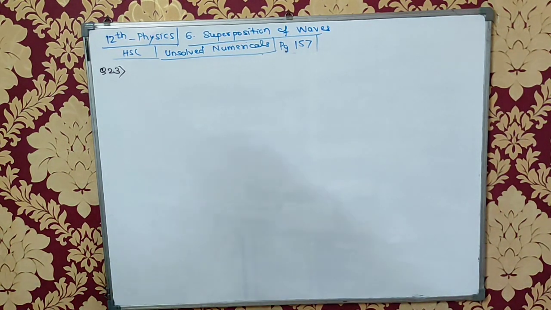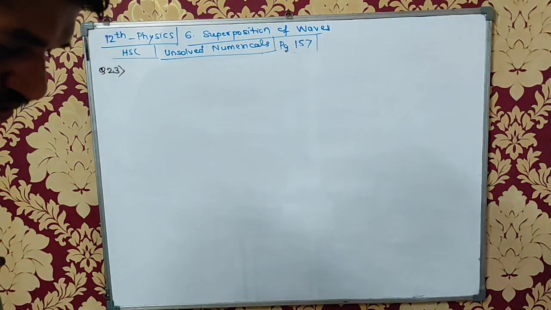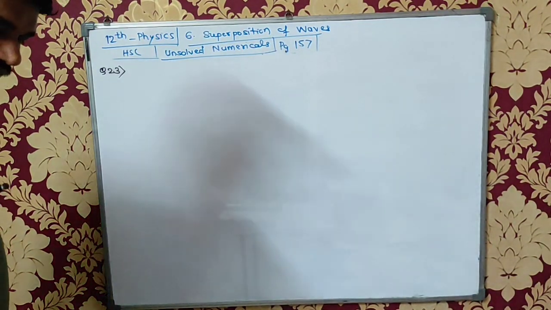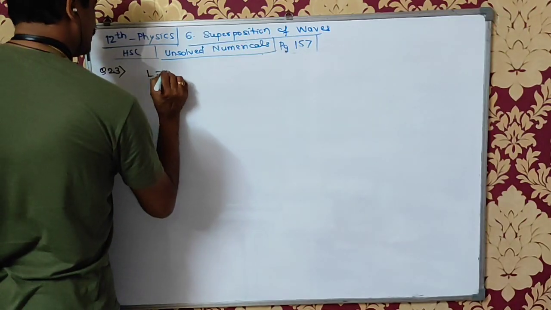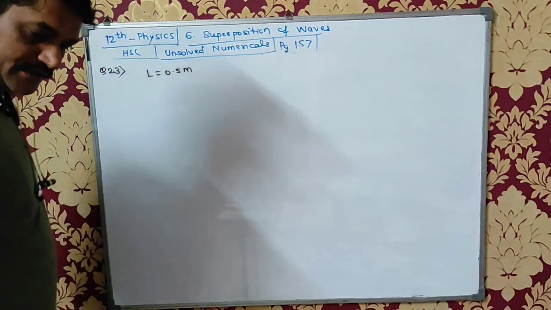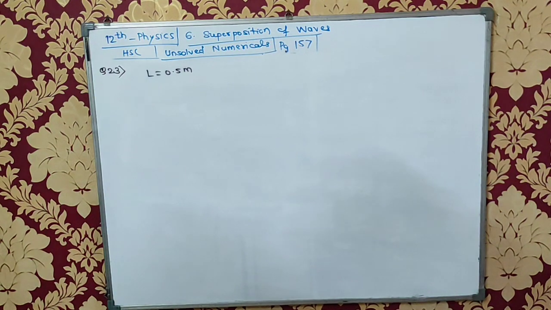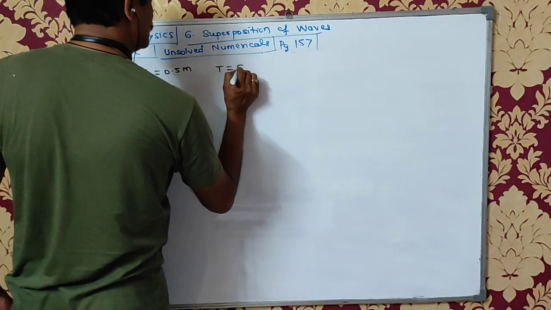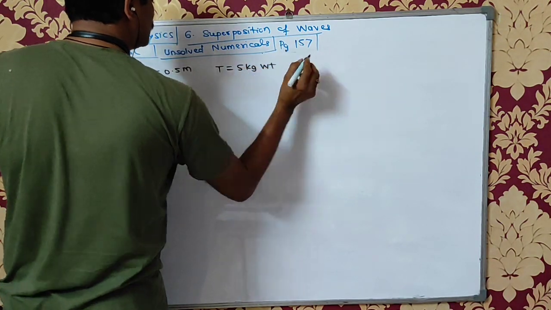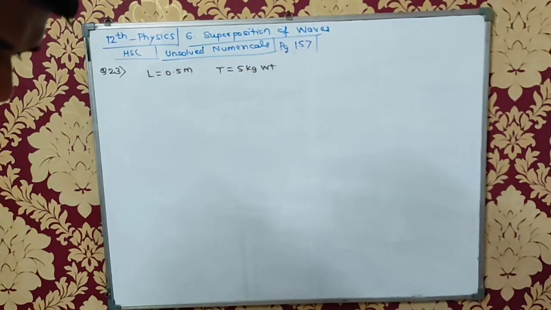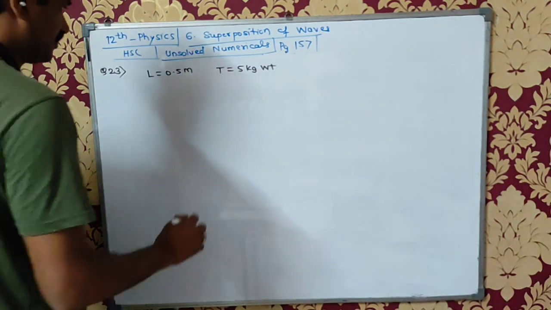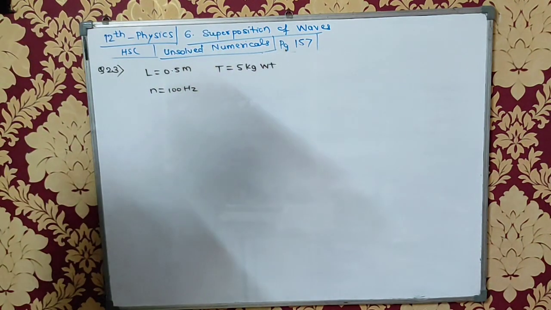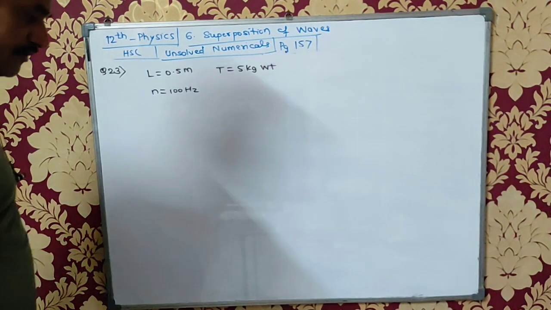Question number 23. A sonometer wire of length 0.5 meter is stretched by the weight of 5 kg. So tension here is 5 kg weight. The fundamental frequency of the vibration is 100 hertz. N is equal to 100 hertz. Calculate the linear density of the wire.